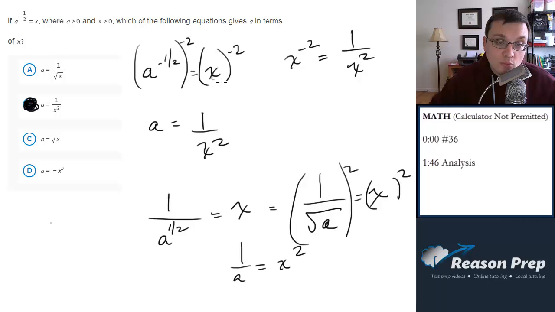Knowing this shortcut really makes this question pretty straightforward. If you don't know that and you have to do it these ways as I described here, it's a bit more work. I don't think it's much harder, but it's just a bit more work.